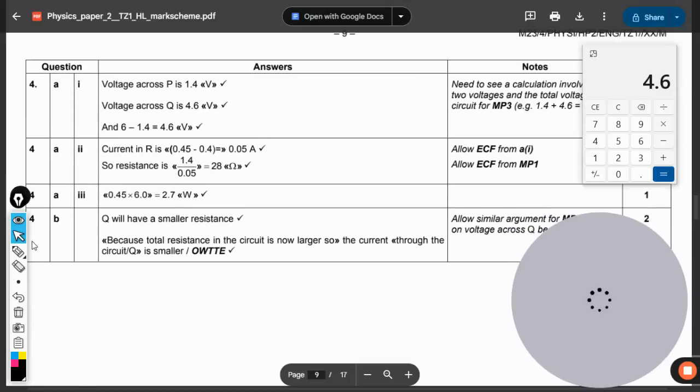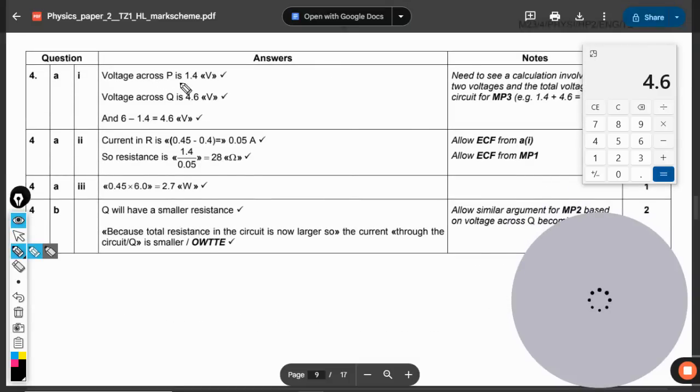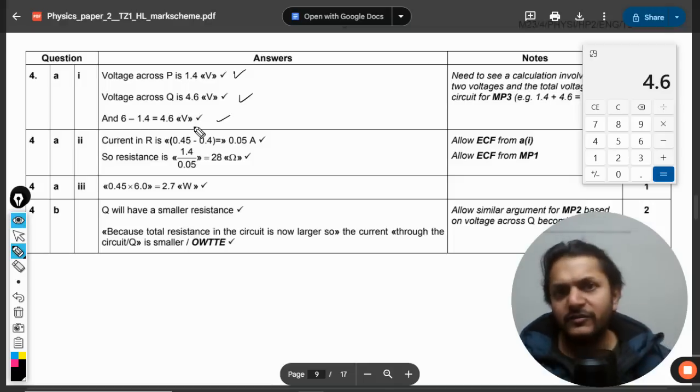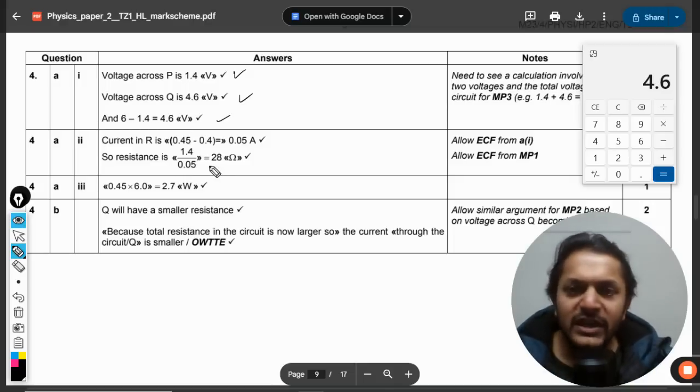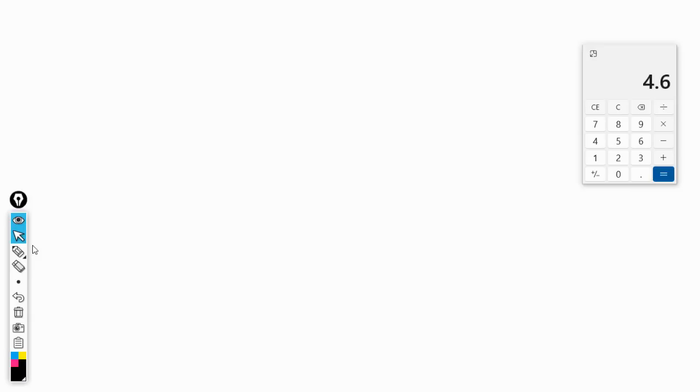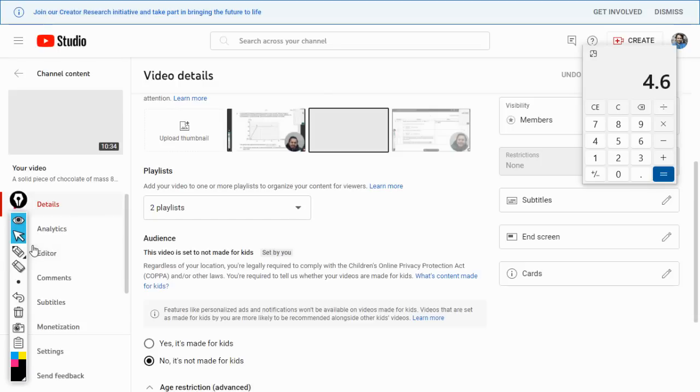So question number 4, the potential difference across P is 1.4. So the voltage across Q will be 6 minus 1.4. And so this is this, and accordingly we can find the current which is passing through Q. So that is coming out to be 0.45 amperes. Let us now move back to our question.